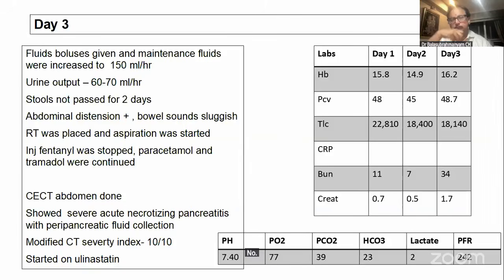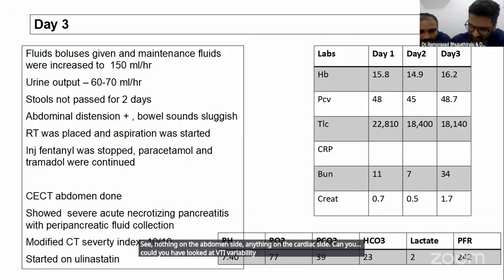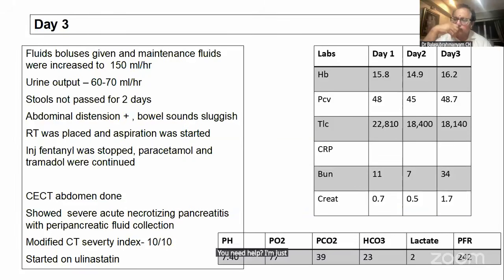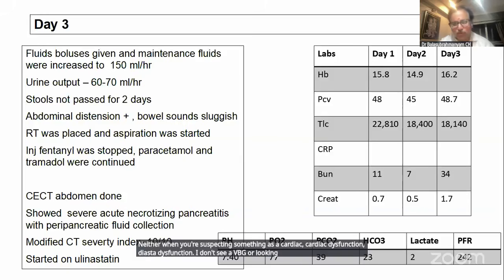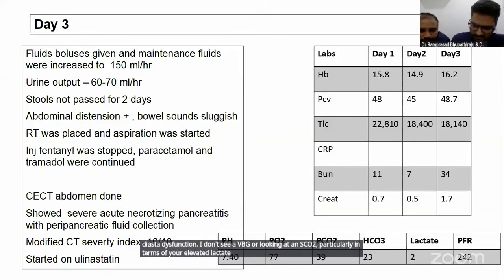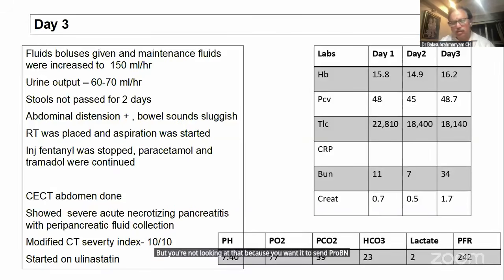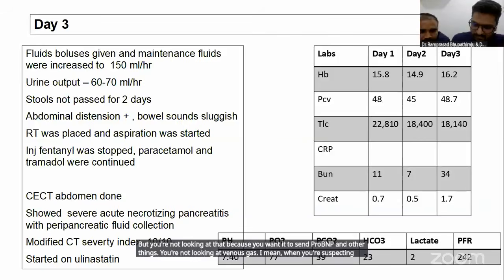Before giving fluids, can you look at anything other than IVC? VExUS we can do, sir. See, nothing on the abdomen side, anything on the cardiac side? Could you have looked at VTI variability and then given fluids? LVOT VTI, sir. Yes, sir. You were thinking he's hypovolemic. If he's hypovolemic, probably VTI. And nowhere have you mentioned that, neither when you're suspecting cardiac dysfunction, diastolic dysfunction. I don't see a VBG or ScvO2, particularly in presence of your elevated lactate. Or you're not looking at that because you wanted to send pro-BNP and other things. You're not looking at venous gas. When you're suspecting cardiac, is the heart involved or not?